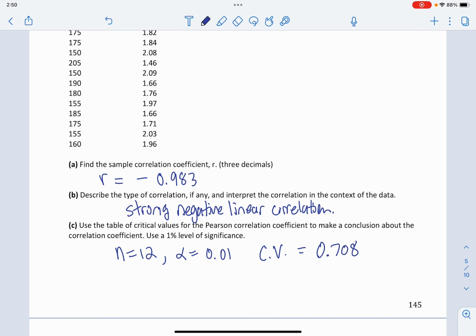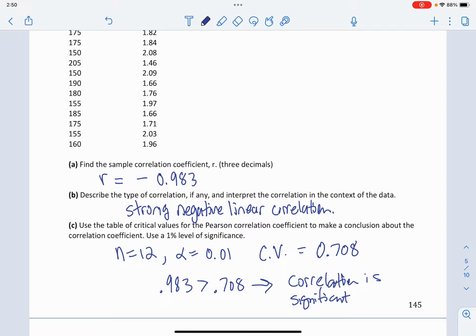Now notice, again, like I said before, R is negative, but ignore the negative. So I'm just looking at 0.983. That's bigger than 0.708. So that means that the correlation is significant in the population. Okay, and that's it. That's all we've got to do.